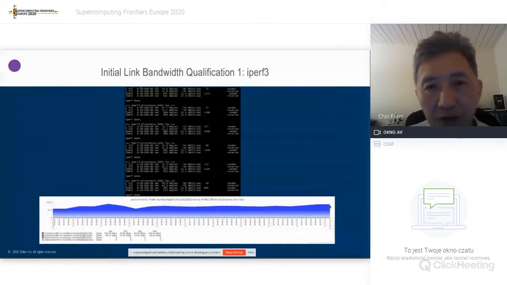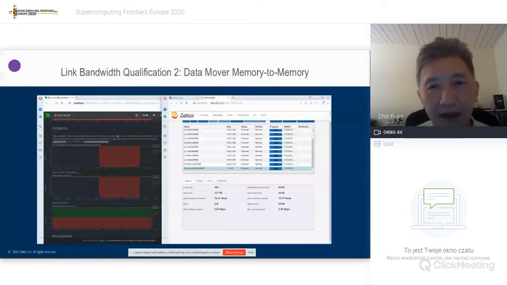So that's two facts one needs to keep in mind. One, modern TCP is sufficient for moving data at speed and scale over long distances. Two, the concurrency of the software is very critical. Let me move on. Not only was the network's available bandwidth qualified using iPerf3, we then needed to qualify it with our own application.